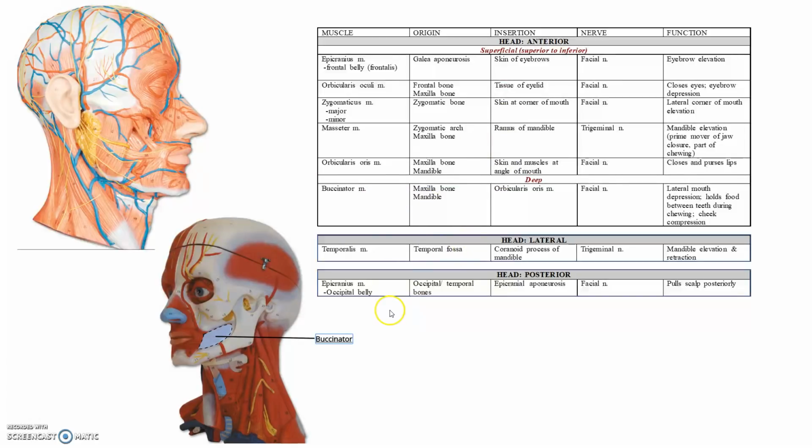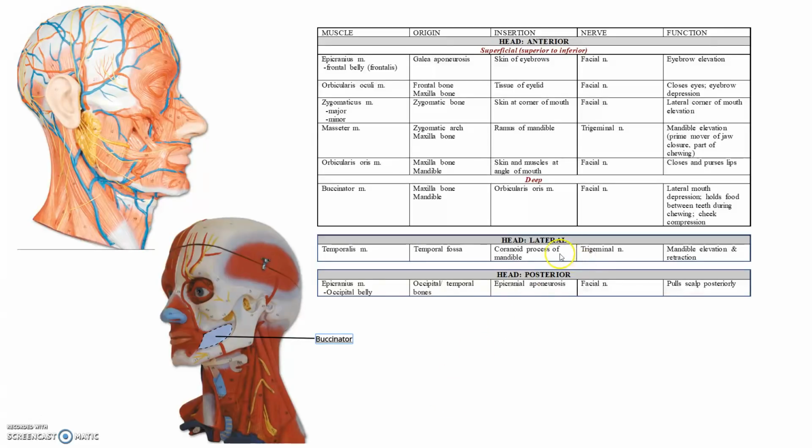In this case, as you can see here's the picture where we have removed the masseter that would be covering this area here. And with that, we can actually see the buccinator, which is a deeper layer, or sorry, a deeper muscle.